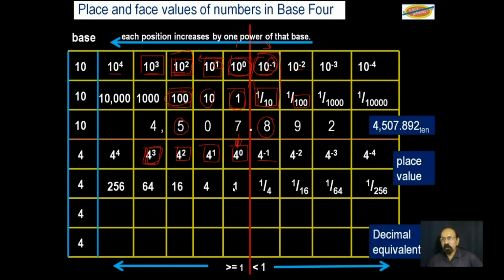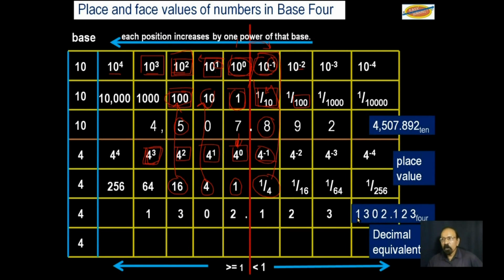Now the actual number we have here is 1, 4, up here we had 10, this place value is 16, up there we had 100, this one is a quarter, which is 4 to the negative 1, which is 1 over 4, and up here we had 1/10, and so on.